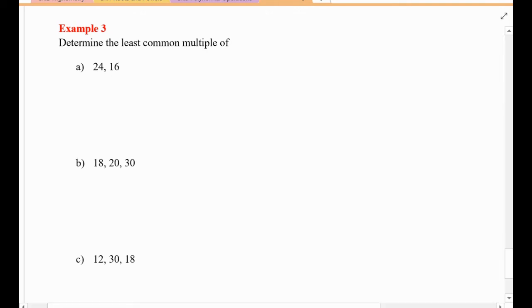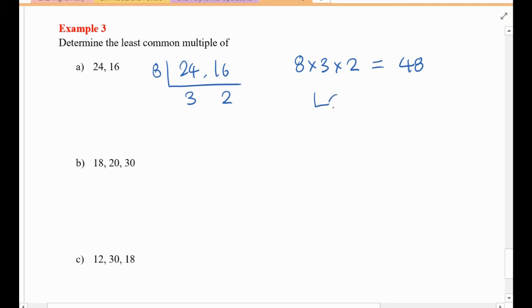Let's do it together. 24, 16. What number do you like to use? I'm gonna use 8. And can you do more? No, we should stop here. Then 8 times 3 times 2 is 48. So 48 is LCM. Remember, to find LCM, you multiply L shape.